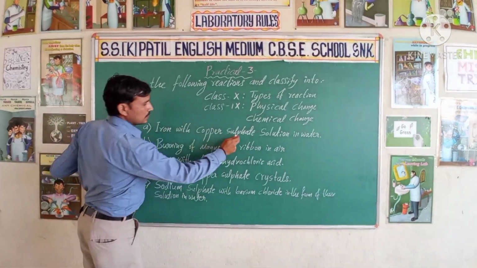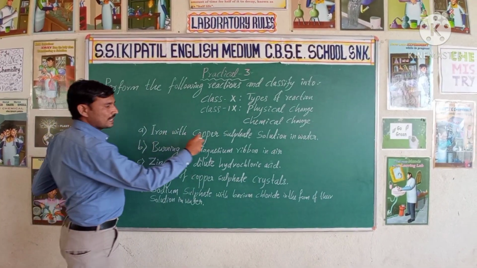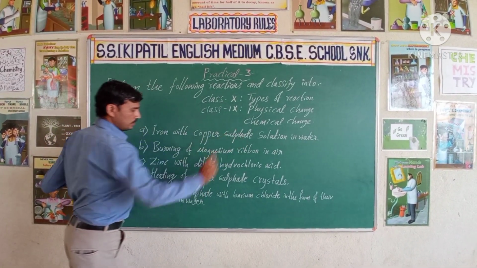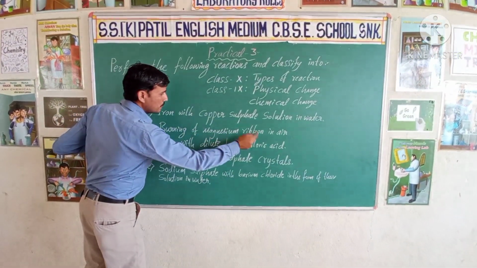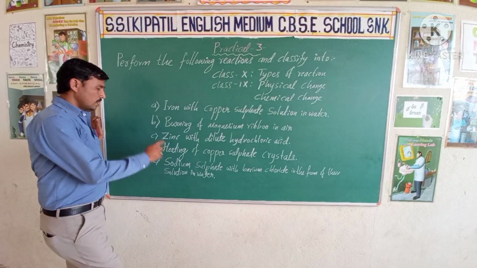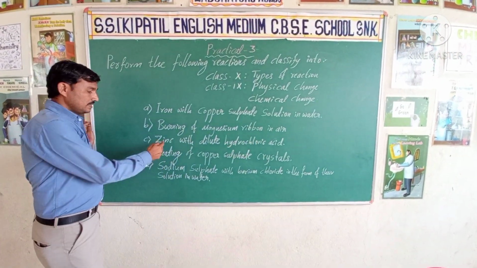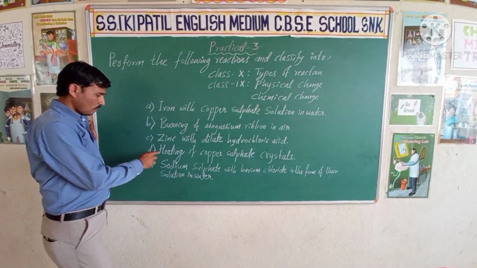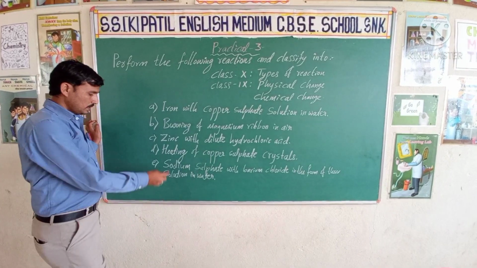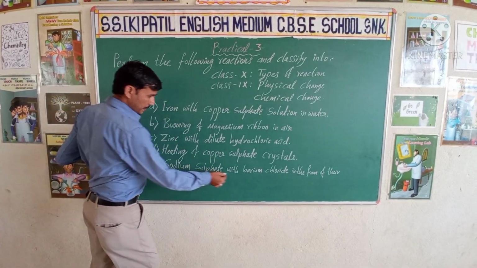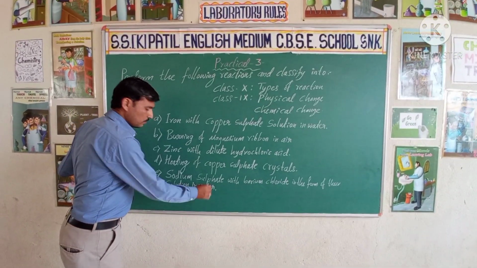A. Iron with copper sulphate solution in water. What happens? Iron reacts with copper sulphate solution. B. Burning of magnesium ribbon in air. C. Zinc with dilute hydrochloric acid. Zinc is a metal. D. Heating of copper sulphate crystals. E. Sodium sulphate with barium chloride in the form of their solutions in water.